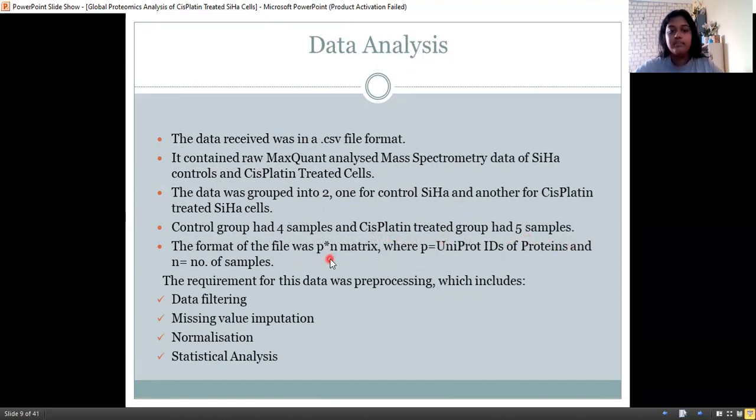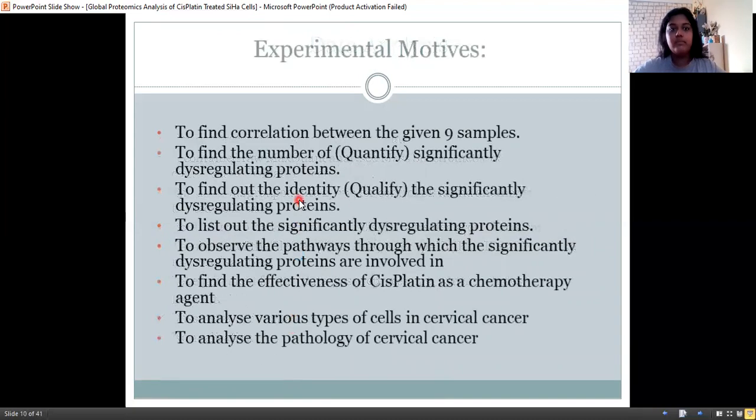The format of the file was a P by N matrix, where P equals UniProt IDs of proteins and N was equal to the number of samples. There were different pre-processing requirements like data filtering, missing value imputation, normalization, etc., after which statistical analysis was performed. I used MetaboAnalyst to do the same.